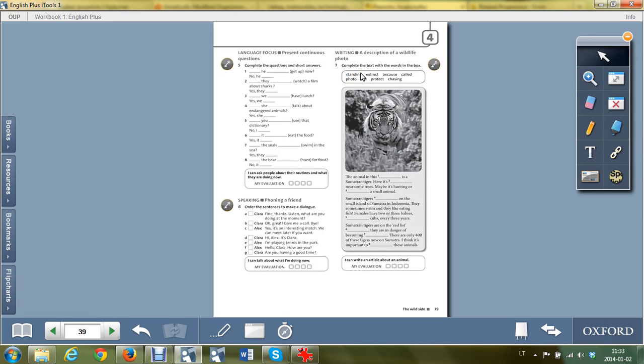Standing. Stand, stovėti. Extinct. Because, call, photo, live, protect, chase.